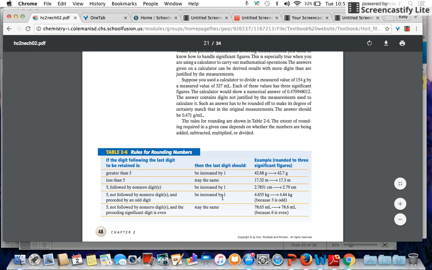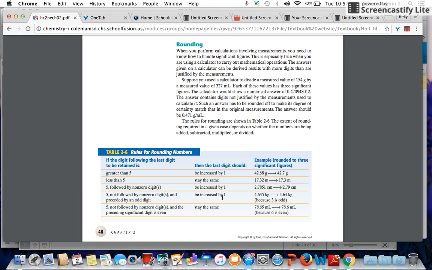5 followed by a non-zero digit. So for example here, you just follow the greater than 5. So 2.78, and you only want that measurement to be 3 sig figs. Say your calculator spit out this number, but your measurement should only have 3 sig figs in it because that's how many sig figs your beginning measurements started with. So you round up to 2.79. And then right here, you round up again, you round that 3 to a 4.